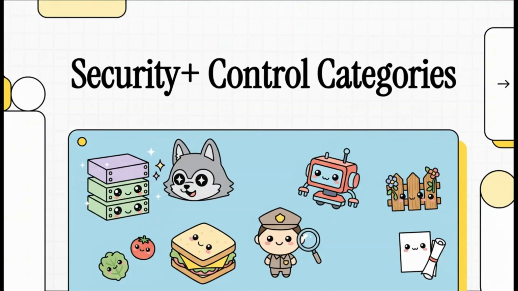In our last lesson, we used the sandwich metaphor. Well, today, we're looking at the ingredients, the control categories. These are all about how a control actually works. Is it a machine? Is it a human, a fence, or just a piece of paper?